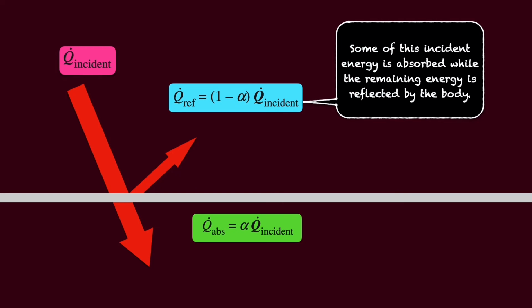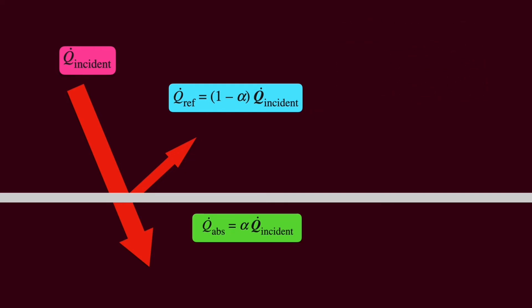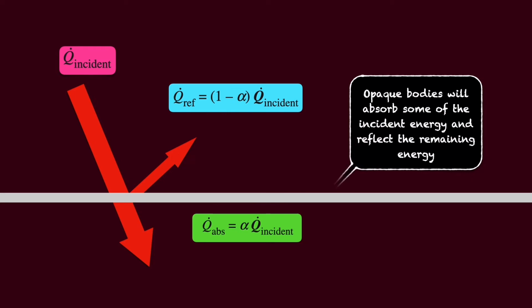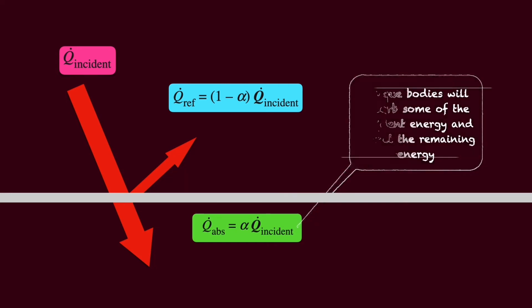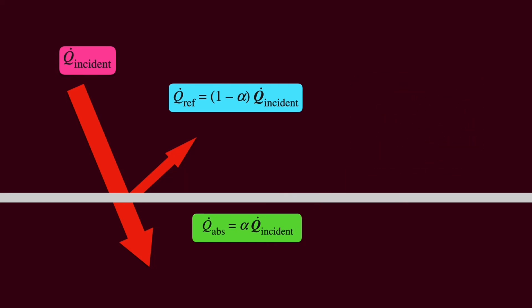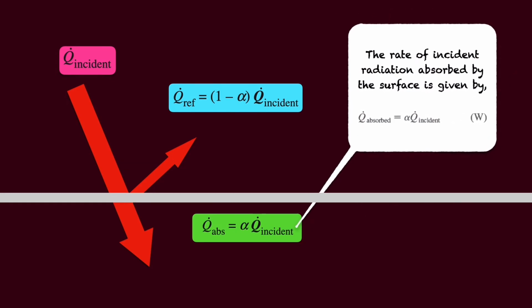A black body will absorb the entire radiation incident. Opaque bodies will absorb some incident energy and reflect the remaining energy. The illustration shows the absorption of radiation incident on an opaque surface of absorptivity alpha. The given equation gives the rate of incident radiation absorbed by the surface.